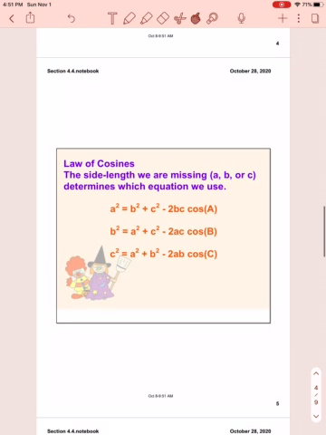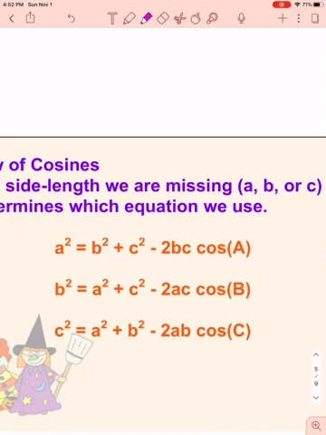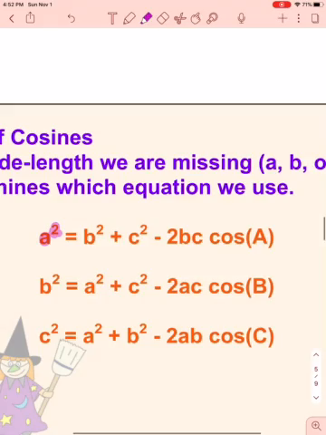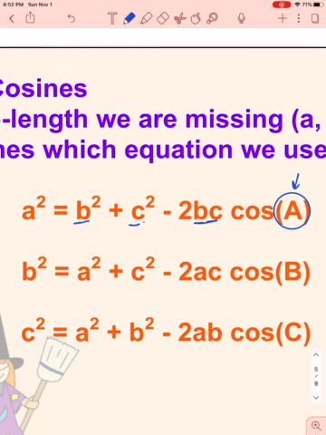These are the three variations, but they're all the same idea. If you're looking for side A in the law of cosines, you will put a squared on the left-hand side. All of the numbers that you know are going to fill in the right-hand side: side B, side C, and then the cosine of angle A, because you will know the two sides B and C and their included angle A. So a squared equals B squared plus C squared minus 2BC cosine A.